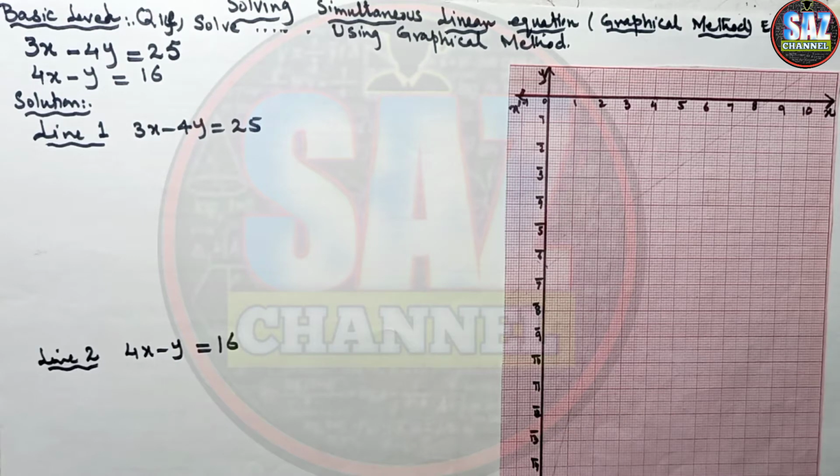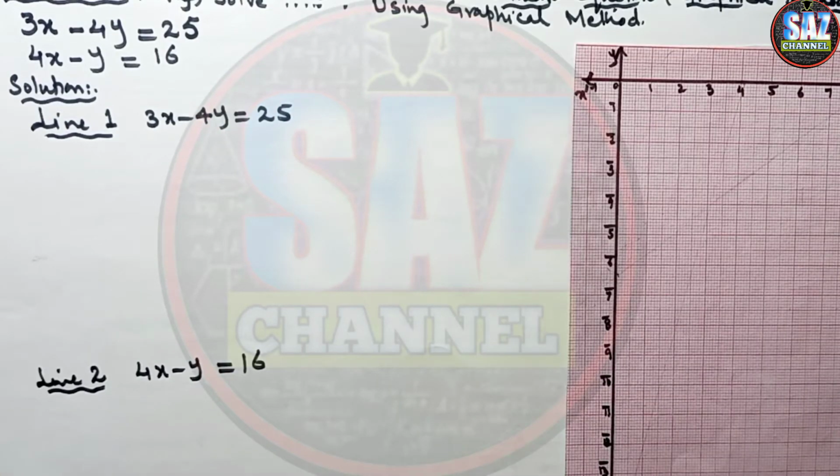This is my fifth lesson of D2, chapter number 2, exercise 2D, about solving simultaneous linear equations through the graphical method. In this lesson, I'll solve question number 1, basic level, F part. The question says: solve the following simultaneous equations using the graphical method. Let's move to the solution of the question.